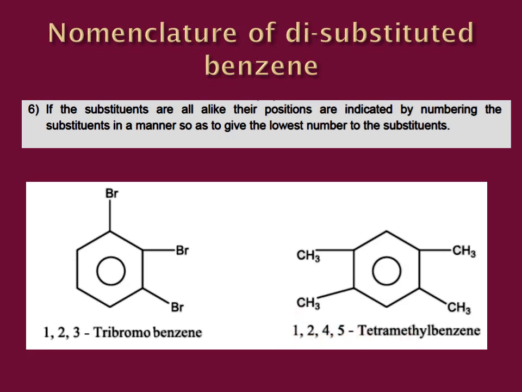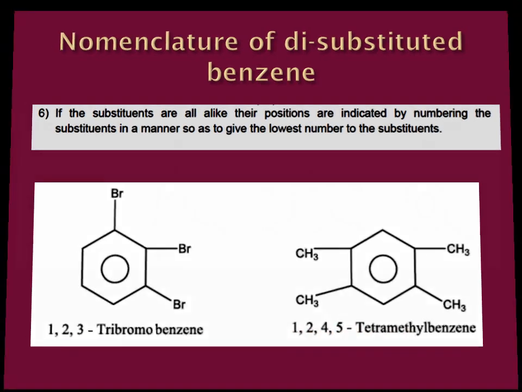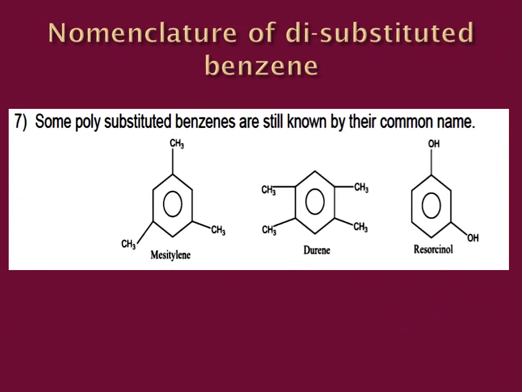Students, as I have mentioned earlier, in organic chemistry, common naming is very frequently used. Some polysubstituted benzenes are still known by their common names. For example, this is mesitylene. This is having 3 methyl groups at position 1, 3 and 5. 1,3,5-trimethylbenzene is called mesitylene.